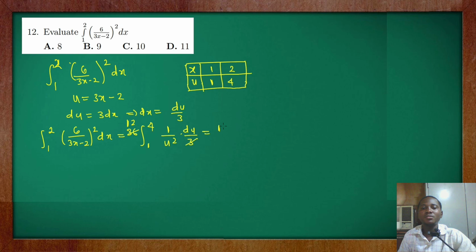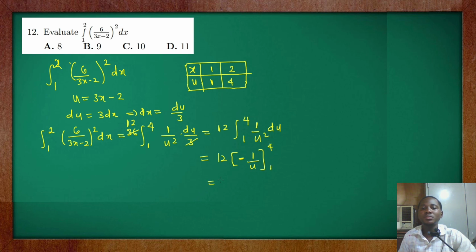So that means I have 12 times the integral from 1 to 4 of 1 over u squared du. And here you're going to have 12 multiplied by, now if you integrate 1 over u squared, I'm going to have what? Minus 1 over u. Alright, so then from 1 to 4.